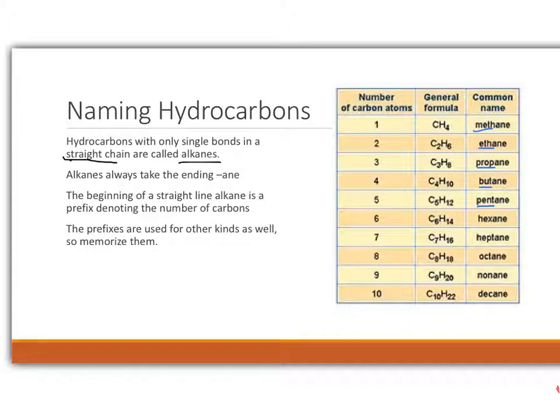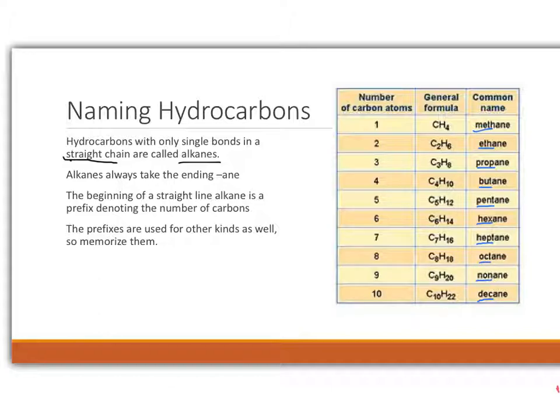The 6 is hex. 7 is hept. 8 is oct. 9 is non. And 10 is dec. Okay, so especially starting at 5, those are your normal polygon number prefixes. So the ones that really should only be new to you are going to be meth for 1, eth for 2, prop for 3, but for 4. So when it comes to drawing, these are going to be the simplest ones.